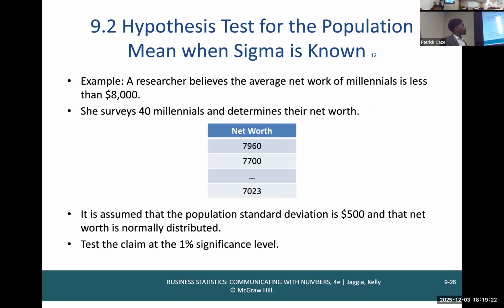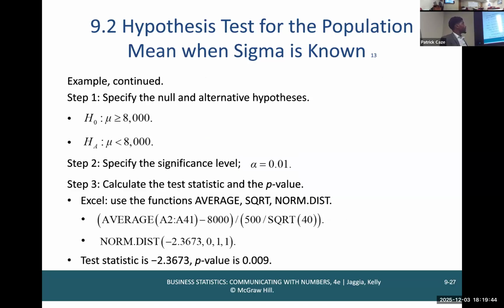All right. Another example here: researchers believe the average net worth of millennials is less than 8,000. Okay, she surveys 40 millennials and determines their net worth. Right. So this is something that's given to us. It is assumed that the population standard deviation is 500 and that the net worth is normally distributed. Right. Test the claim at the 1% significance level. Right. So we have the standard deviation. We have our significance level.